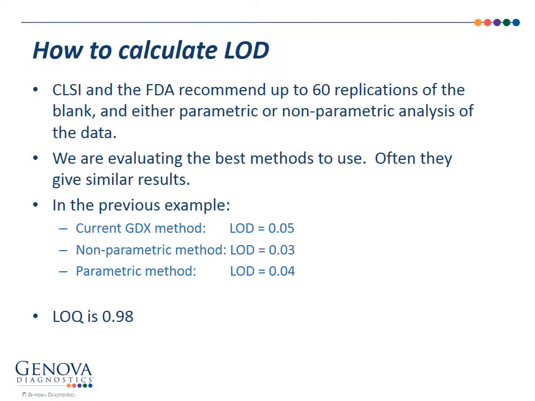For example, we had the one we were just looking at where our method gave us a LOD of 0.05. I tried the other 2 methods and got LODs of 0.03 and 0.04. So you can see they're really similar. And actually, in the few cases that I tried out, the current GDX method is a higher, more conservative estimation than the other 2. So we feel fine about what we're doing right now. It's something we may do as continued improvement.